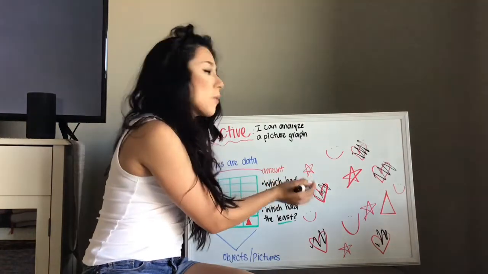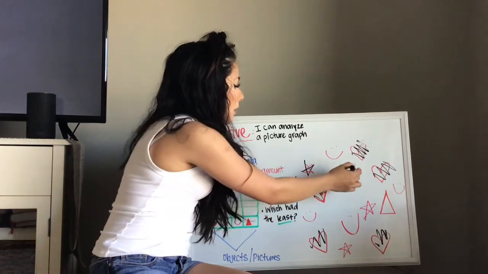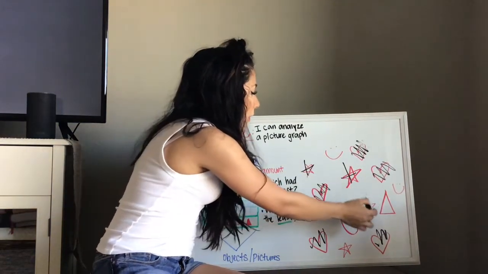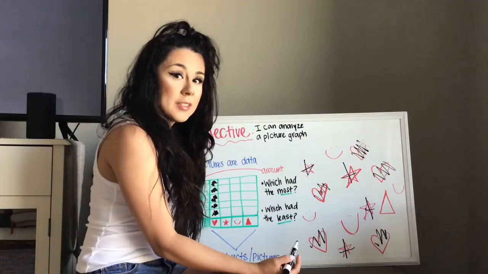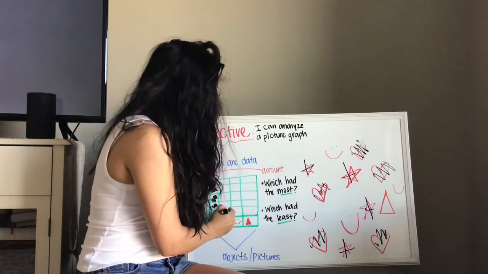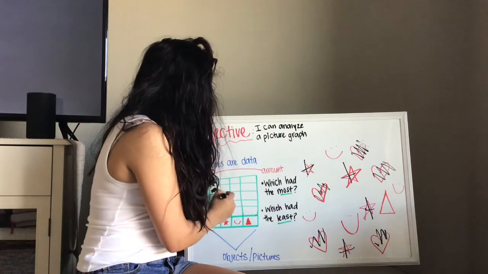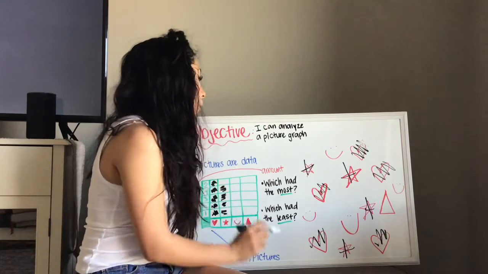Next, we're going to do the stars. So let's go ahead and count the stars. 1, 2, 3, 4. How many stars did we have? 4. Good job. 1, 2, 3, 4.